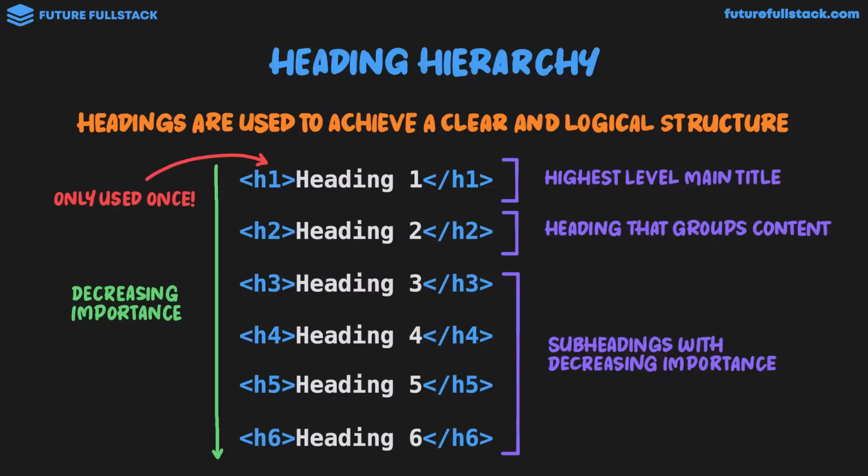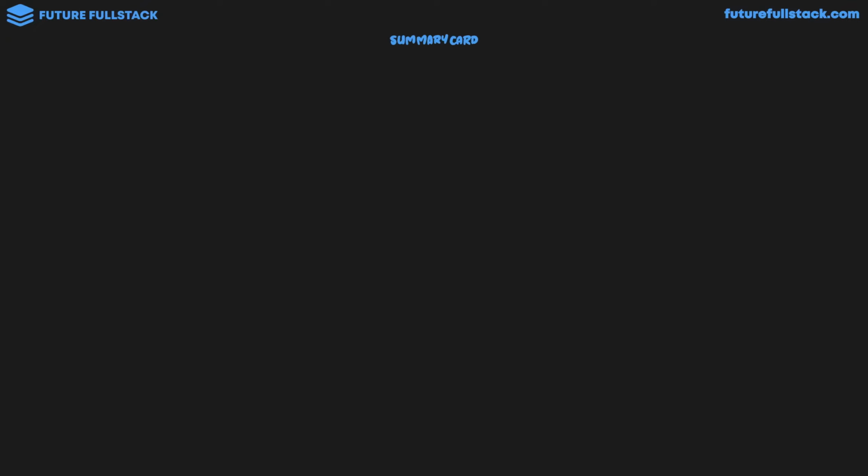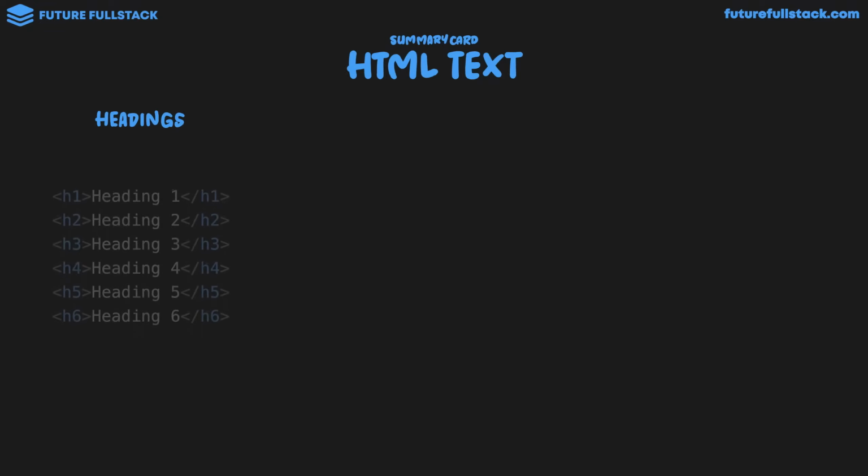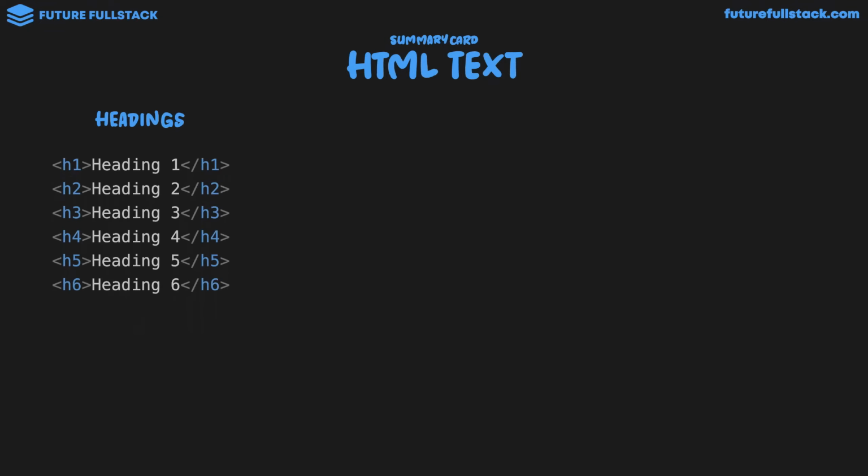So let's summarize this chapter and start to build out the summary card for this topic, HTML text. We've learnt about HTML headings. We saw there were 6 heading types ranging from H1 to H6, where the significance of the numbers is there to establish hierarchy.